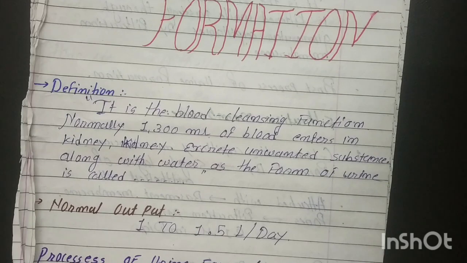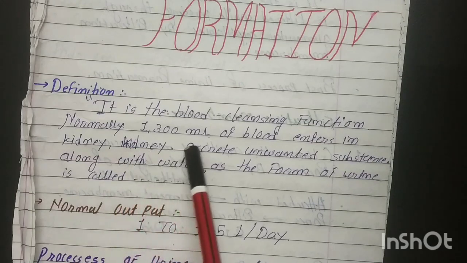What is urine? Urine is one kind of fluid which is formed in the kidney. It contains the metabolic waste and the unwanted substances in our body, in the form of fluid, and there is also a little water in it. So let's see the definition.